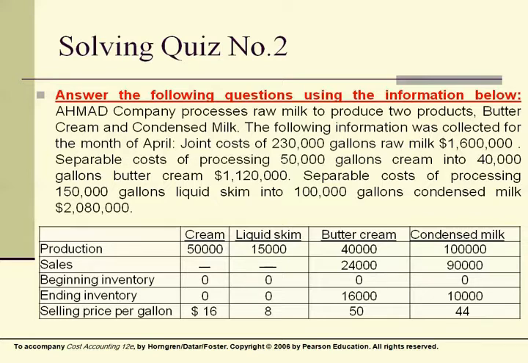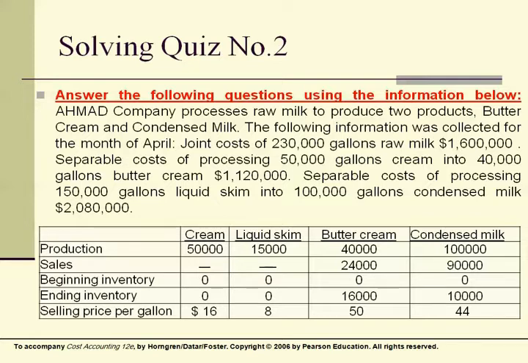Joint costs of 230,000 gallons raw milk, 1,600,000. Separable costs of processing 50,000 gallons cream into 40,000 gallons butter cream, 1,120,000. Separable costs of processing 150,000 gallons liquid skim into 100,000 gallons condensed milk, 2,080,000.